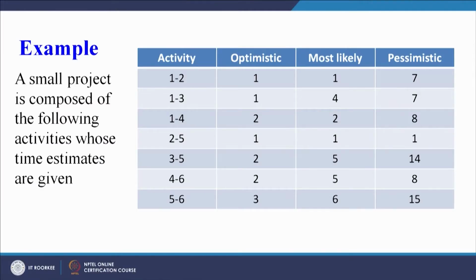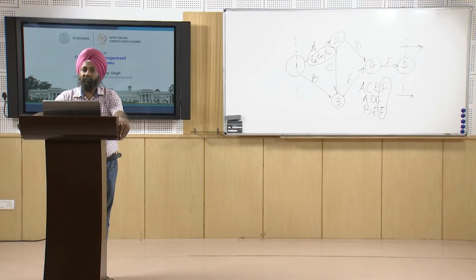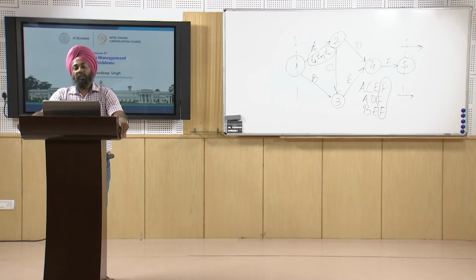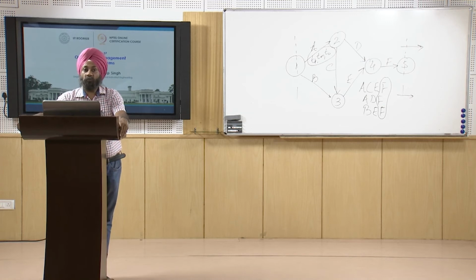So friends, let us take an example. On your screen you have one example in which it is a small project that is composed of the following activities whose time estimates are given. So you can see the easiest way of drawing any network is that we know the nodes, the start node and the end node for every activity. So this is the easiest way, as in case of critical path method also we have seen this way of representing our network. Also we have seen that there are two major ways of representing any network.